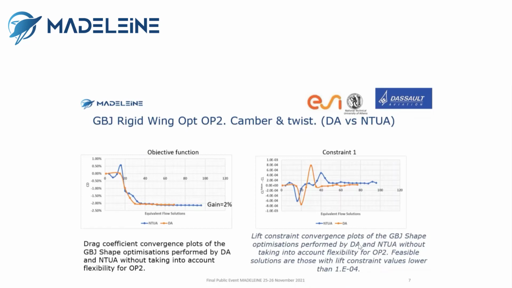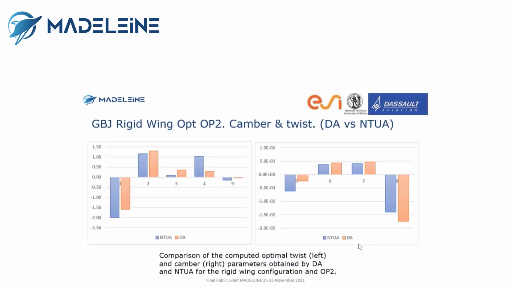And so we have quite the same gain and quite the same optimized variables. In blue color, it's the result for NTUA, and in red color for Dassault. So both for the ninth variable we were close to the same value.